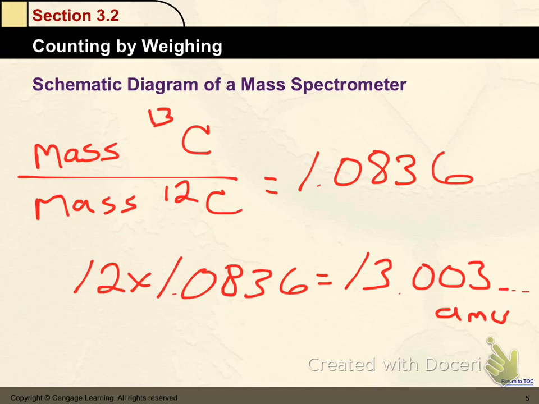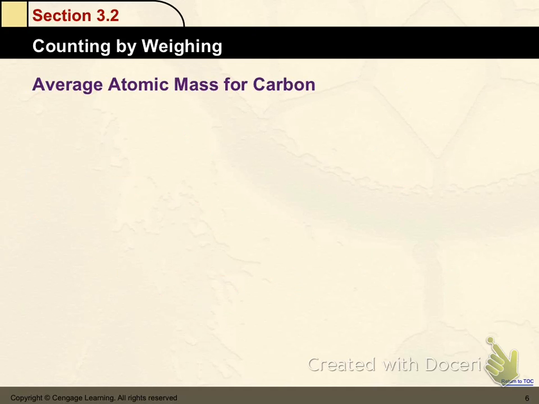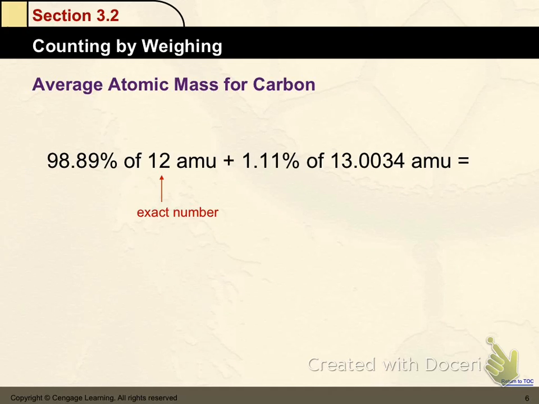All right? So where are we going to use that? Well, we're going to use that in actually finding the average atomic mass of carbon. And that's the number you should be familiar with from the periodic table. So here's the math that we do. We said carbon-12 has a percentage abundance of 98.89%. And we said that carbon-13, or more precisely, carbon-13.0034, has an abundance of 1.11%.